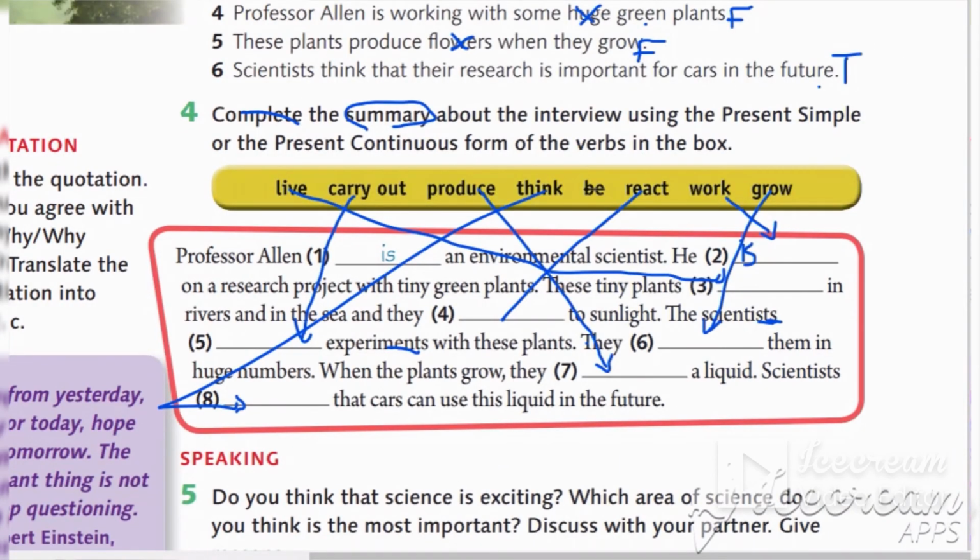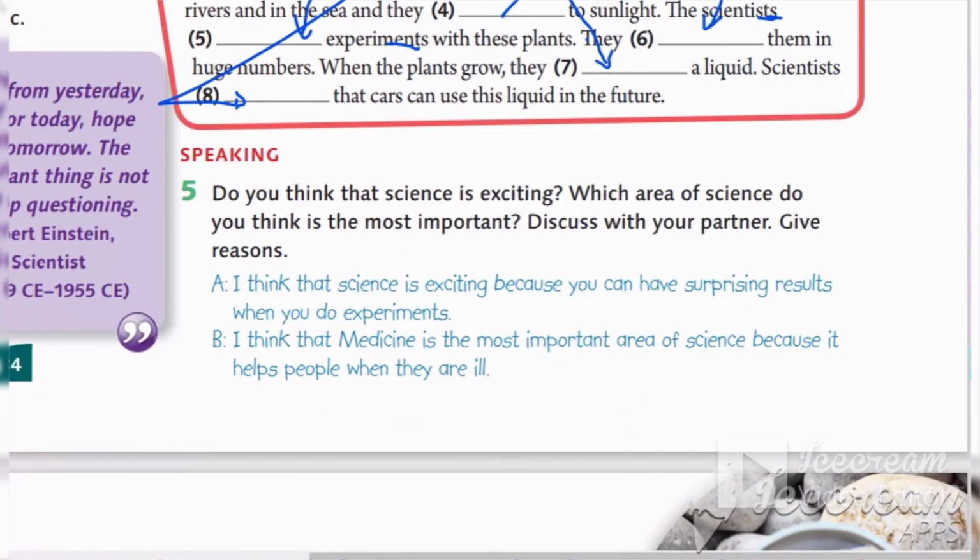Exercise number 5 is a speaking exercise. Okay, a conversation. Do you think that science is exciting? Which area of science do you think is the most important? Discuss with your partner. Give reasons. I won't give you homework on this exercise, but we will explain the example because I gave you homework at the beginning of the page.